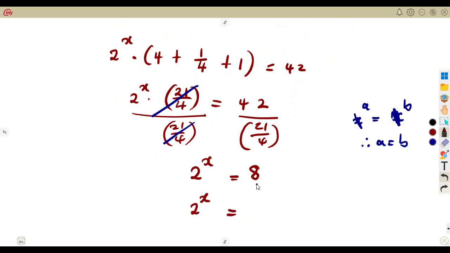So 2 to the exponent of x. What about 8? Written in this base of 2. We must get it back to the base of 2 because we need same bases. So it is 2 to the exponent of what, which gives us 8? Is 2. So that's 2 to the exponent of 3.